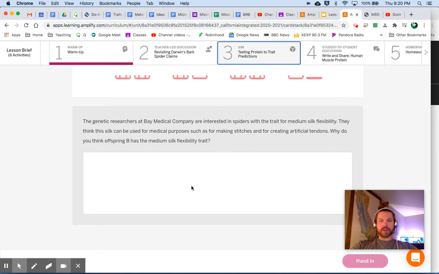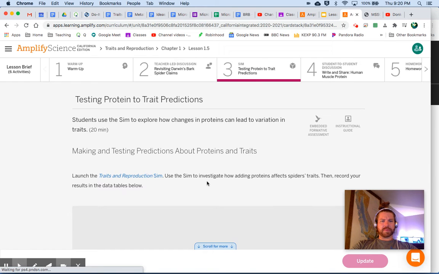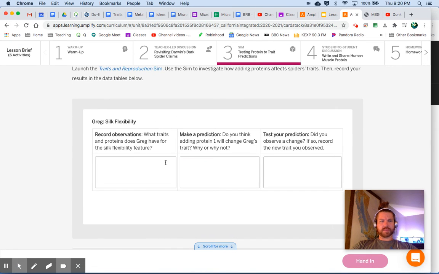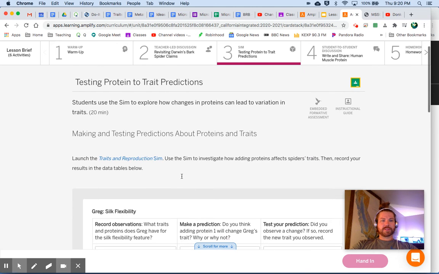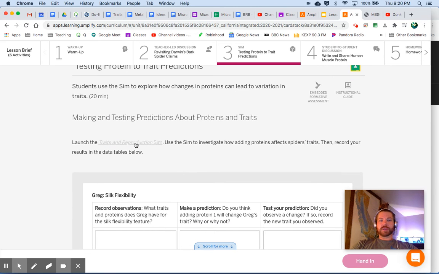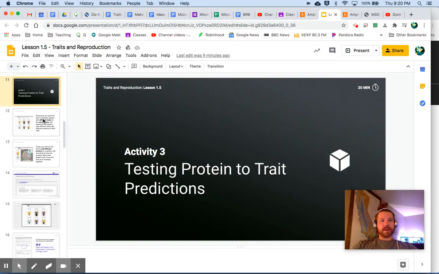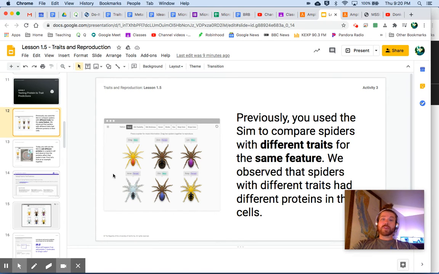Previously, you used the sim to compare spiders with different traits for the same feature, right? Like same feature, like what did we say? Bristles, did we do that one? Some had a lot of bristles, some had no bristles. We observed that spiders with different traits had different proteins in their cells. We have learned this, that proteins determine the traits.